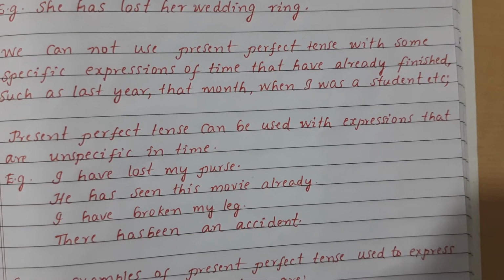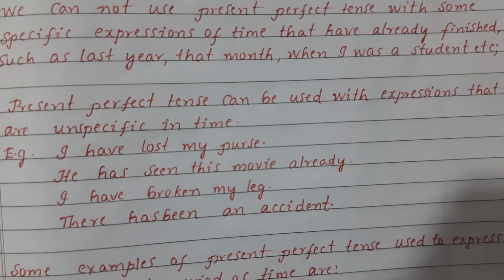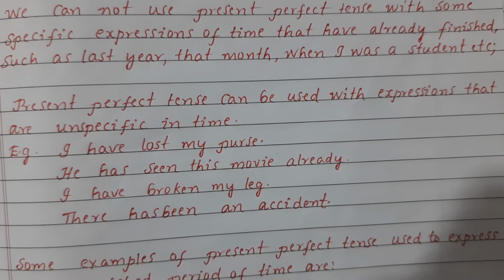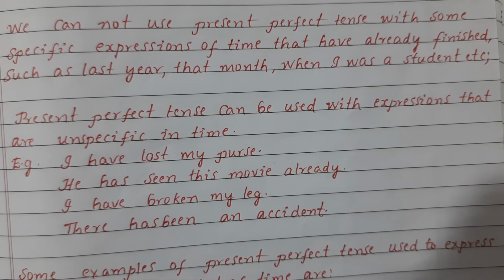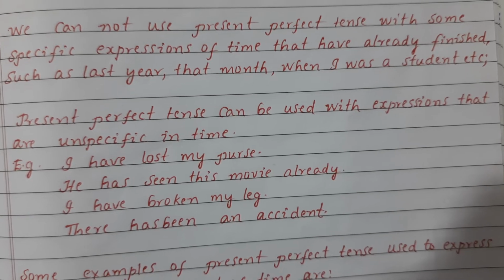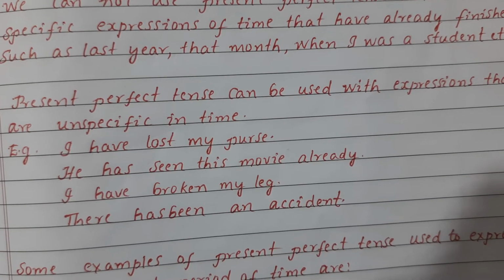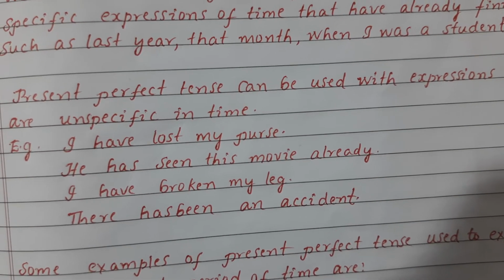Present perfect tense can be used with expressions that are unspecific in time. So here in these examples we did not mention the time. If you mention the time like yesterday or last month or last week, then we need to use the past simple tense. Subject plus V2 structure we have to use. Since we did not mention the time, we are using the present perfect tense.